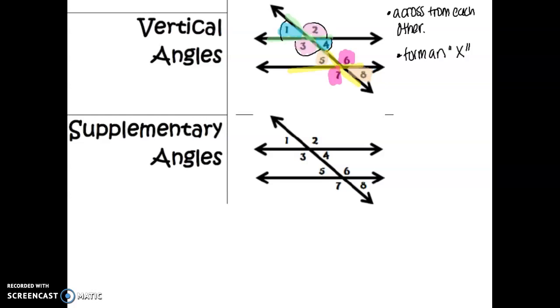Supplementary angles have a sum of 180 degrees, which means, of course, that if you add both of those angles, they will end up being 180 degrees. These also form linear pairs, aka a straight line.